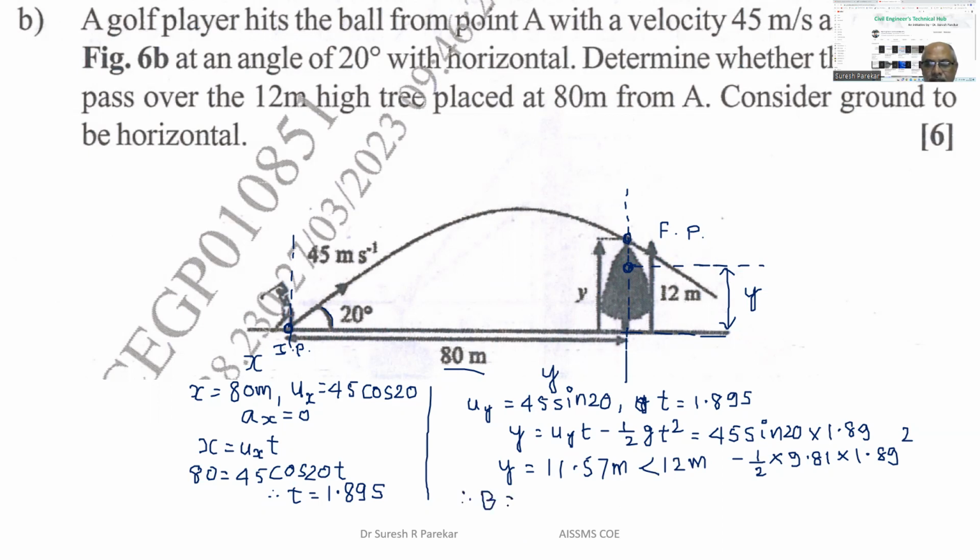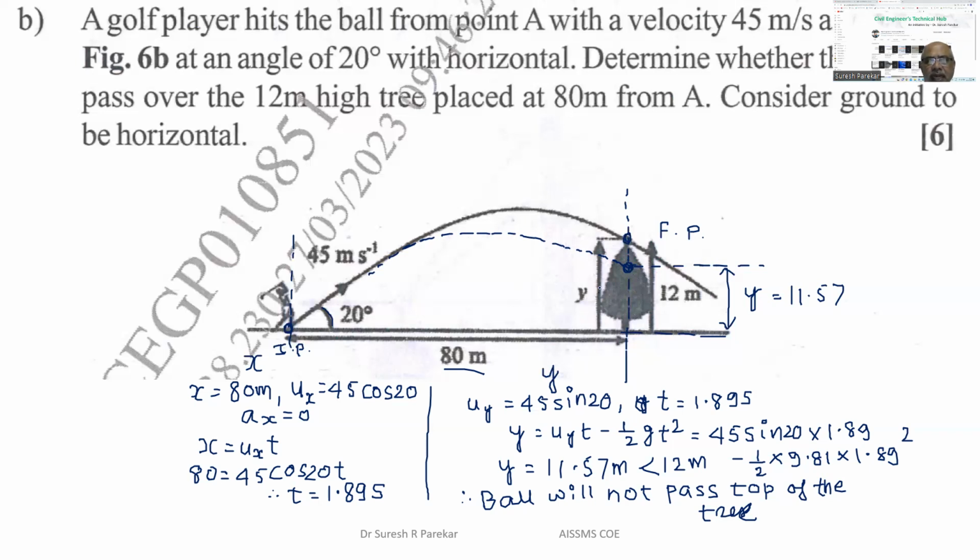Therefore, the ball will not pass the top of the tree. It is at this distance, y equal to 11.57 meters, so it will strike. So this ball will strike, and likewise, the distance we have is 11.57 meters.